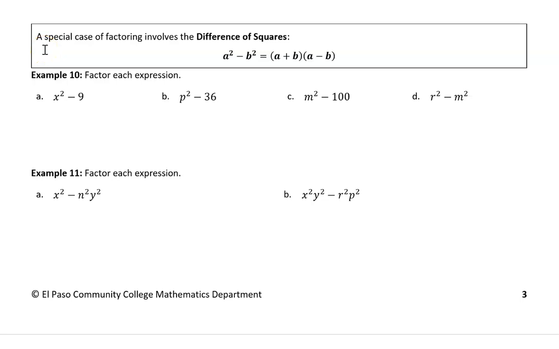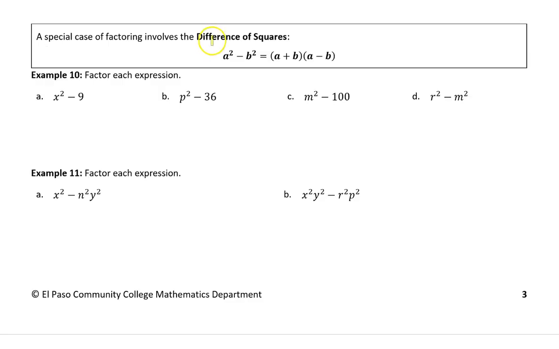NCBM 0324, Section 1.5, Basics of Factoring Polynomials, Part 7. I mentioned in the last video that those example 9C and D problems were examples of perfect square trinomials. So it's a special case of this new factoring method. Well, an additional special case is called the difference of squares.